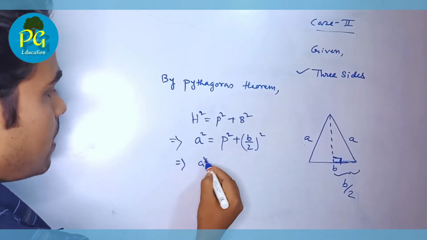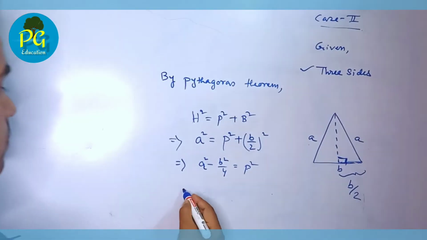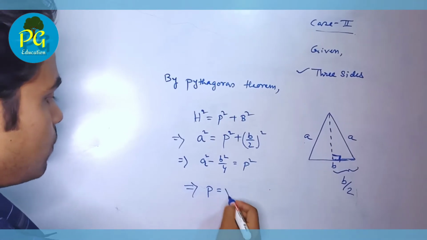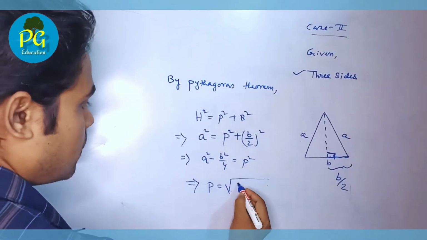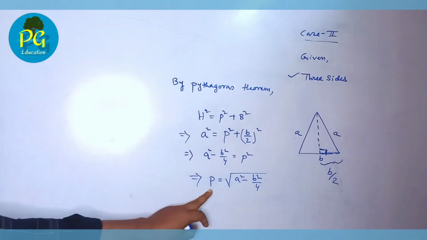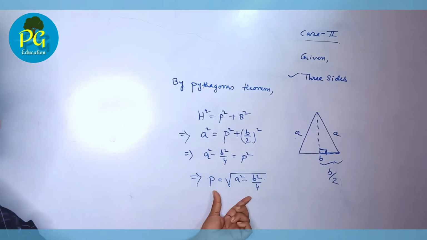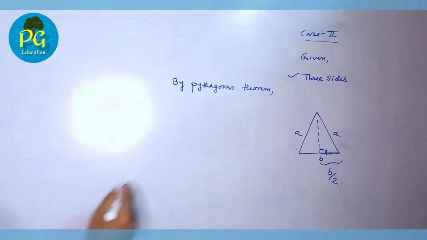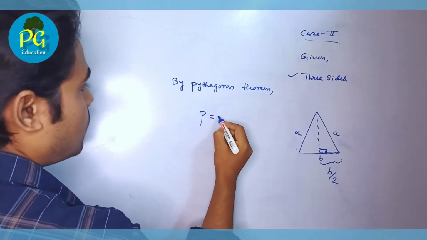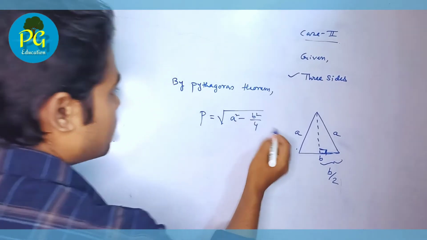From here, A square minus B square by 4 equal to P square, which implies P equal to under root A square minus B square by 4. What is P? P is the height or perpendicular. So when the three sides are given, we can find the height by this formula. So by Pythagoras theorem we get P equal to under root A square minus B square by 4.